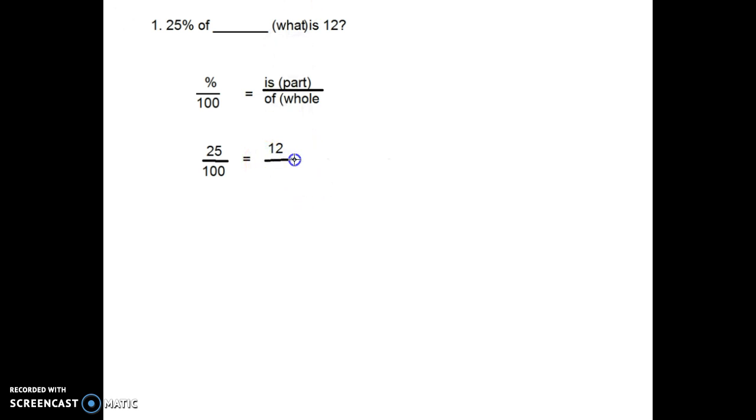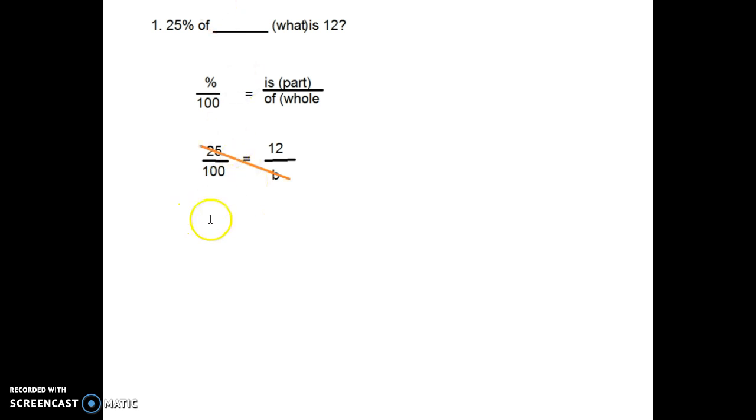So what am I going to put since I don't have my of? Well, I can use any letter I want. I'm going to use B. So now we have 25 over 100 equals 12 over B. And then what you're going to do is just cross multiply to get your answer.